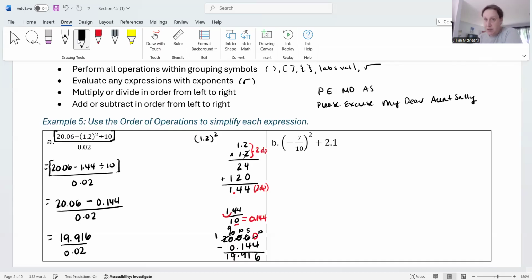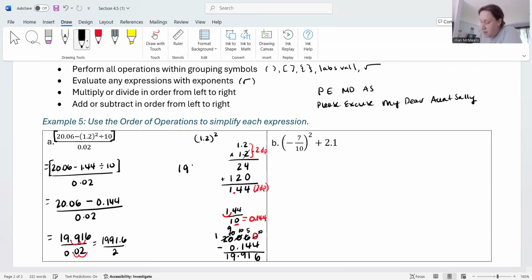Okay, so we need to do some side work for this. Remember, when we're dividing decimals, we have to make sure our divisor is an integer. Well, in this case, our divisor of 0.02 is not an integer. To make it an integer, I would move my decimal twice to the right. Well, if I move my decimal twice to the right in the denominator, I have to do the same thing to the numerator. Okay, so what I'm really dividing is 1,991.6 divided by 2. Well, I can do some side work for that.